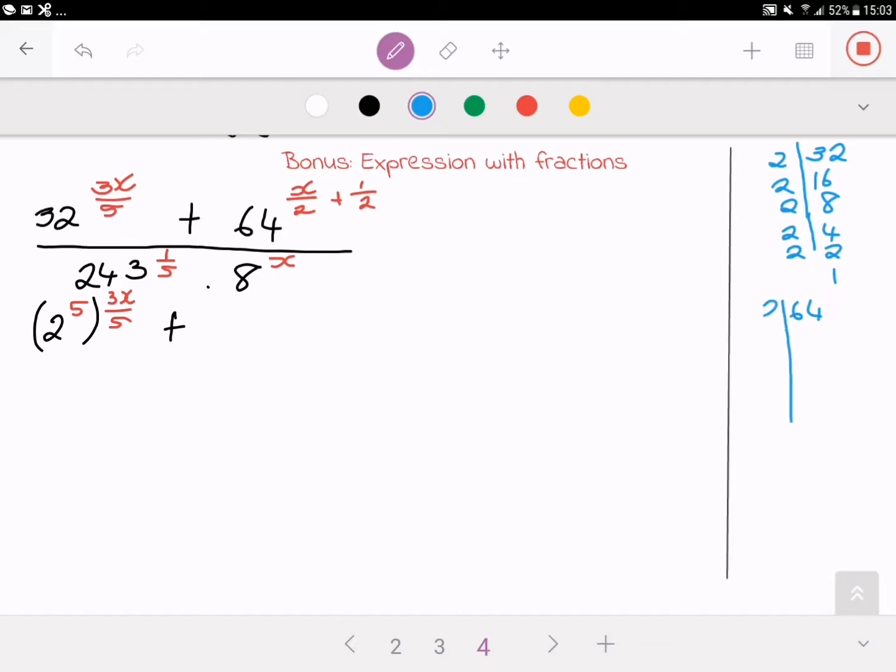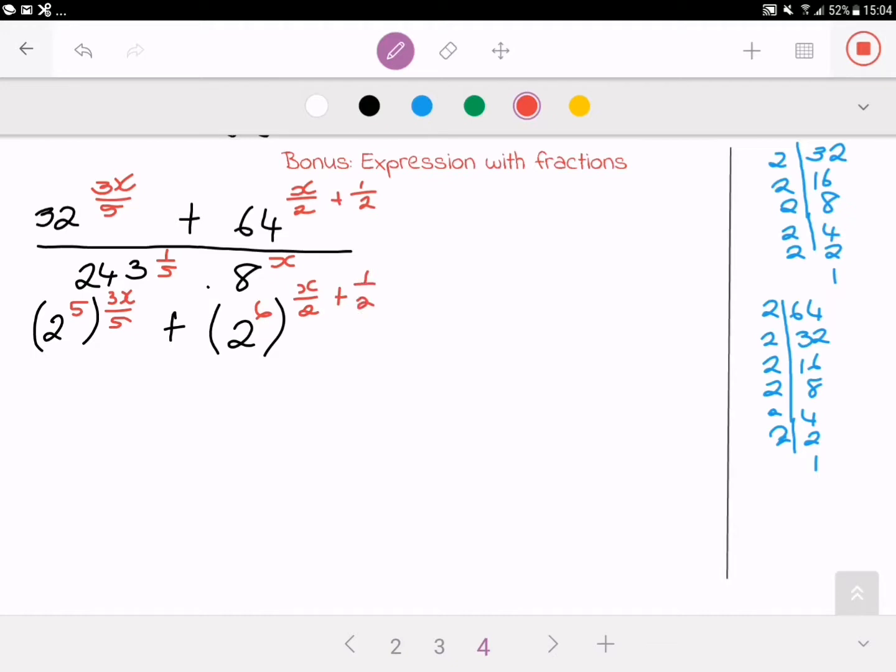So if we say 64, we can divide by 2. So that gives us 32. Divided by 2 gives us 16. Divided by 2 gives us 8. Divided by 2, which then gives us 4. And then 4 divided by 2, which equals 1. So we always need to end up with the answer equaling 1. And that would then be 2 to the power of 6 inside the brackets. And then to the power of x over 2 plus a half.